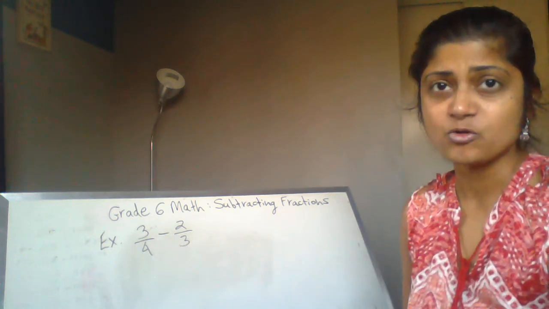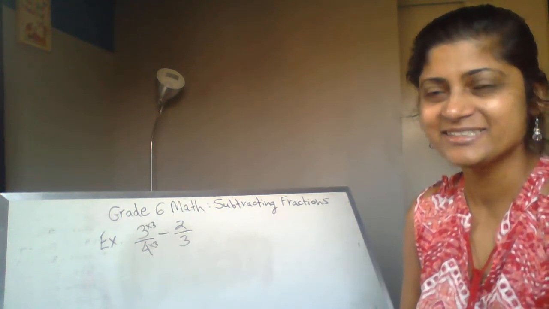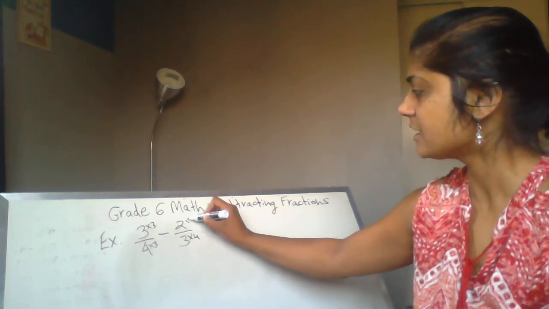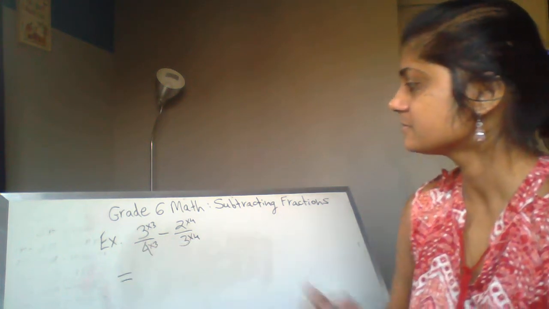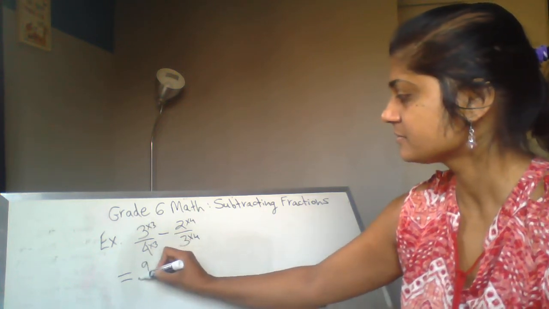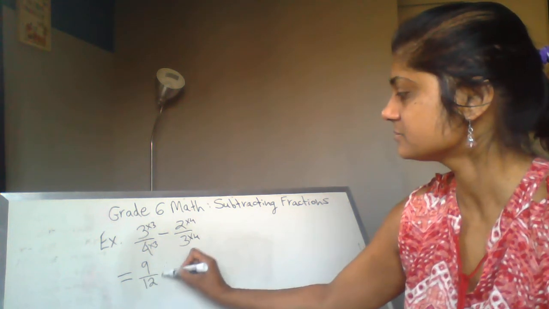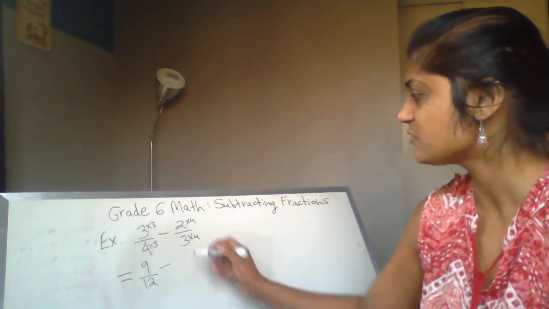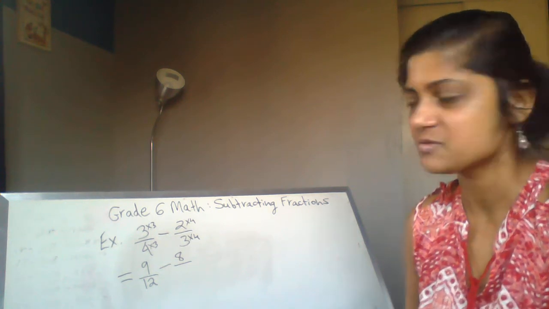I'm going to multiply the 4 by 3, so I'll put times 3 on the top and the bottom. And then the 3, I'm going to multiply it by 4, again on the top and the bottom. So it will look like this. On the top, it's going to be 3 times 3, so 9. And on the bottom, I'm doing 4 times 3, which is 12. Minus, let's go to the second fraction. We're doing 2 times 4, which is 8. And the bottom is the same thing, 3 times 4, so 12.